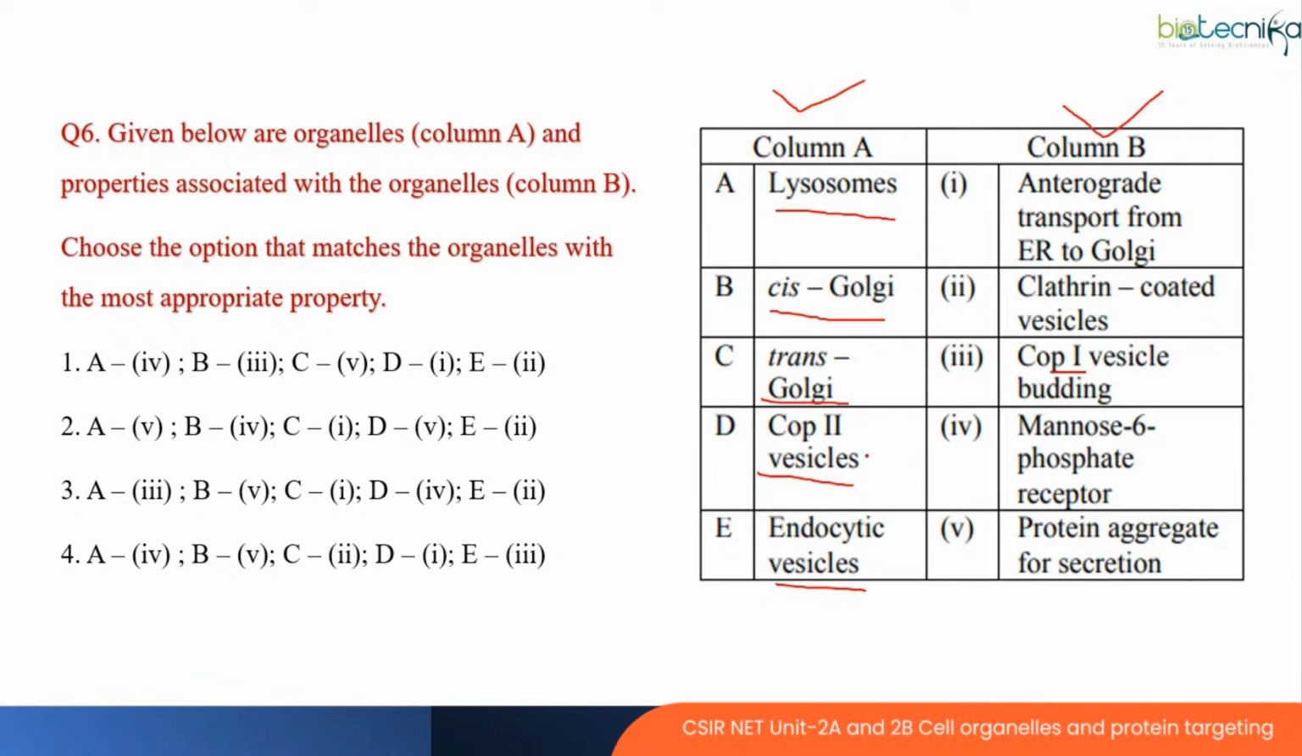In your Lodish book, you have got a table that defines these 3 types of vesicles: COP1, COP2, and endocytic vesicles. Anyone else would like to give the answer for this question?